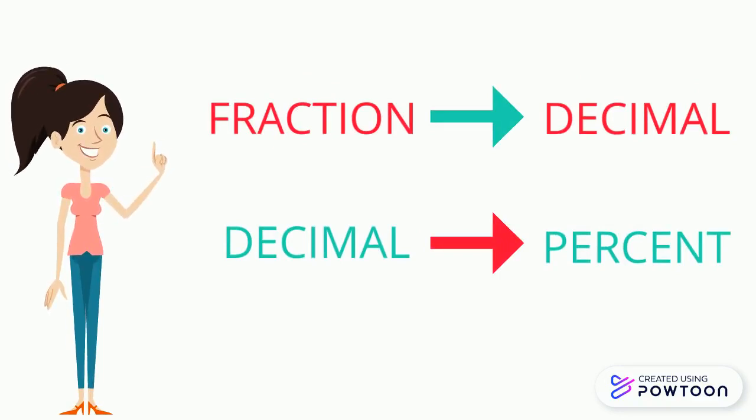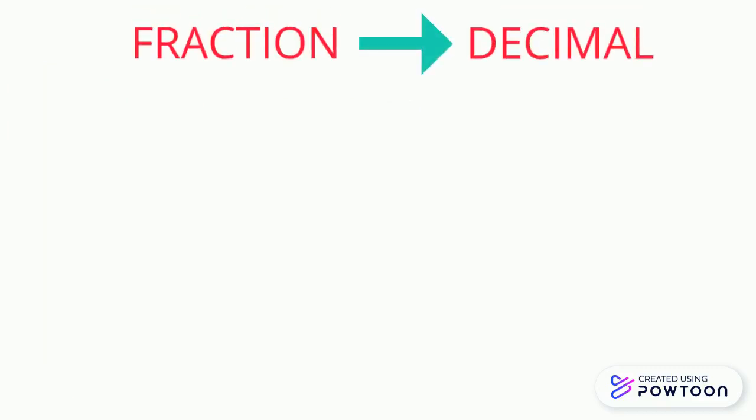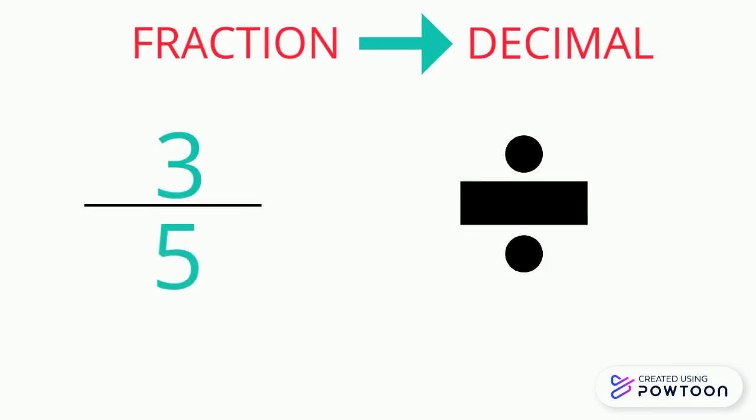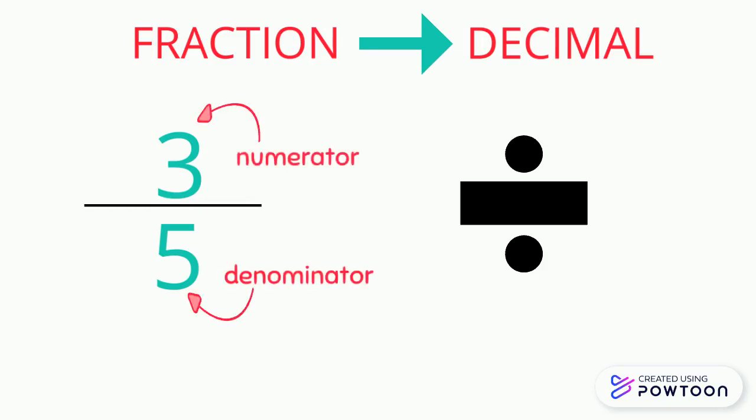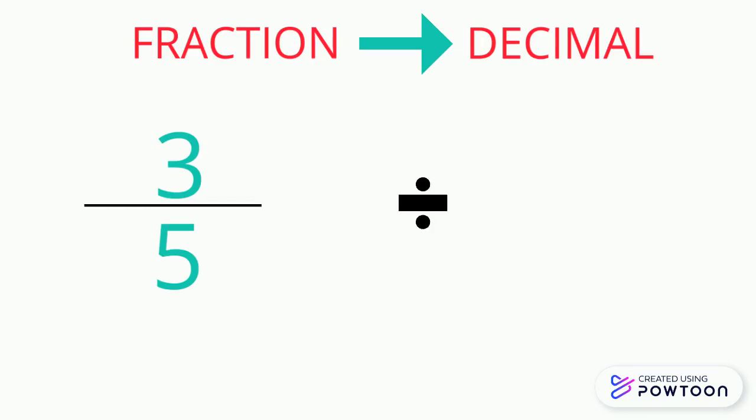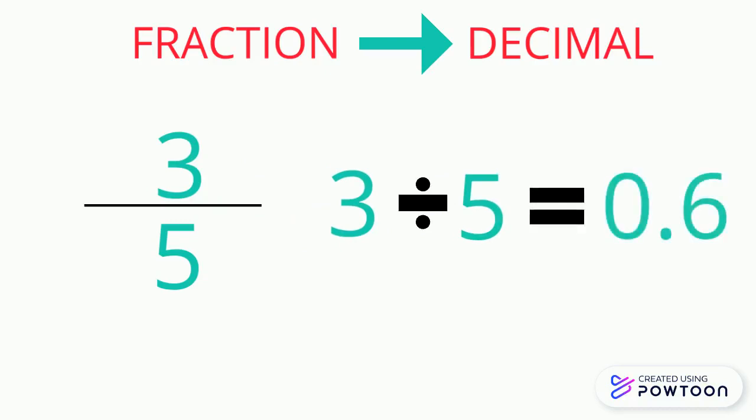Well, let's start by converting a fraction into a decimal. Have you ever noticed that a fraction looks a lot like the division symbol? That's because I can change any fraction into a decimal by dividing the numerator by the denominator. The fraction 3/5 can become a decimal if I divide 3 by 5. 3 divided by 5 is 0.6. That means 3/5 and 0.6 are the same value.